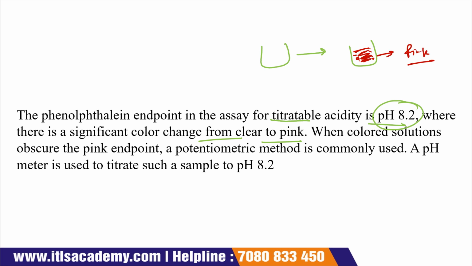Now when it changes from clear to pink, the color of the solution can obscure the pink endpoint, and the potentiometric method is commonly used. A pH meter is used to titrate such a sample to pH 8.2. Now this is all about the introduction of this experiment.